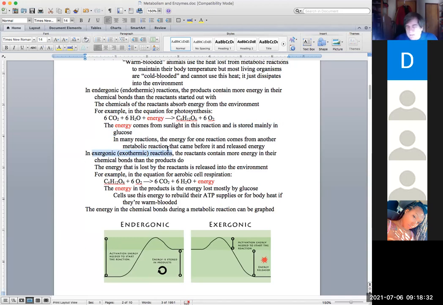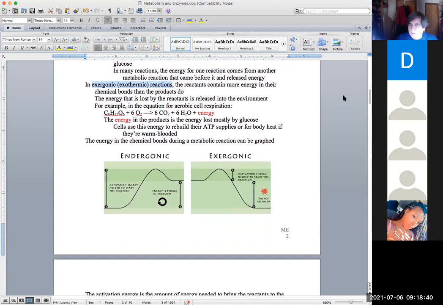Now, if we're thinking about the energy in the chemical bonds, the other type of reaction we see is something called an exergonic or an exothermic reaction. So think of exit. Exit is where you go out. So in an exergonic or an exothermic reaction, the reactants lose some energy. The energy goes out of the reactants. So the reactants contain more energy in their chemical bonds than the products do.